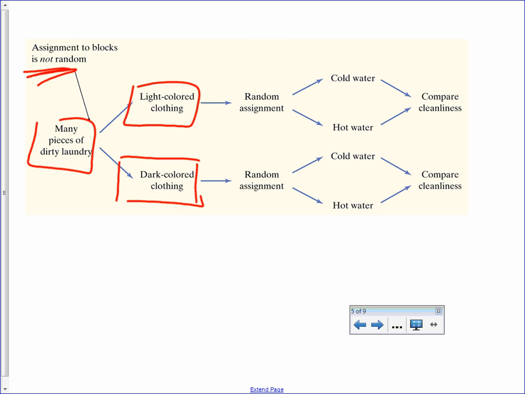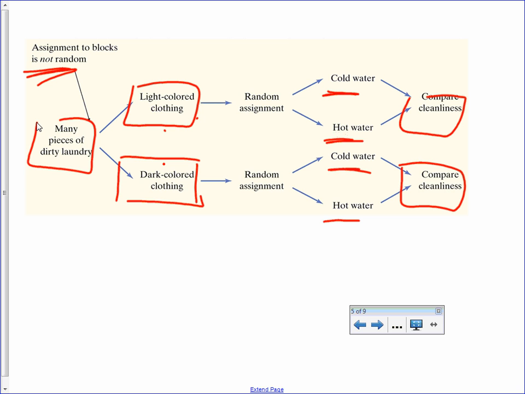And so then we would do the light colored clothing in cold water and hot water and compare the cleanliness, and we would do the dark colored clothing in cold water and hot water and compare the cleanliness. And this would tell us whether the detergent worked better in warm or cold water for both light colored clothing and dark colored clothing.